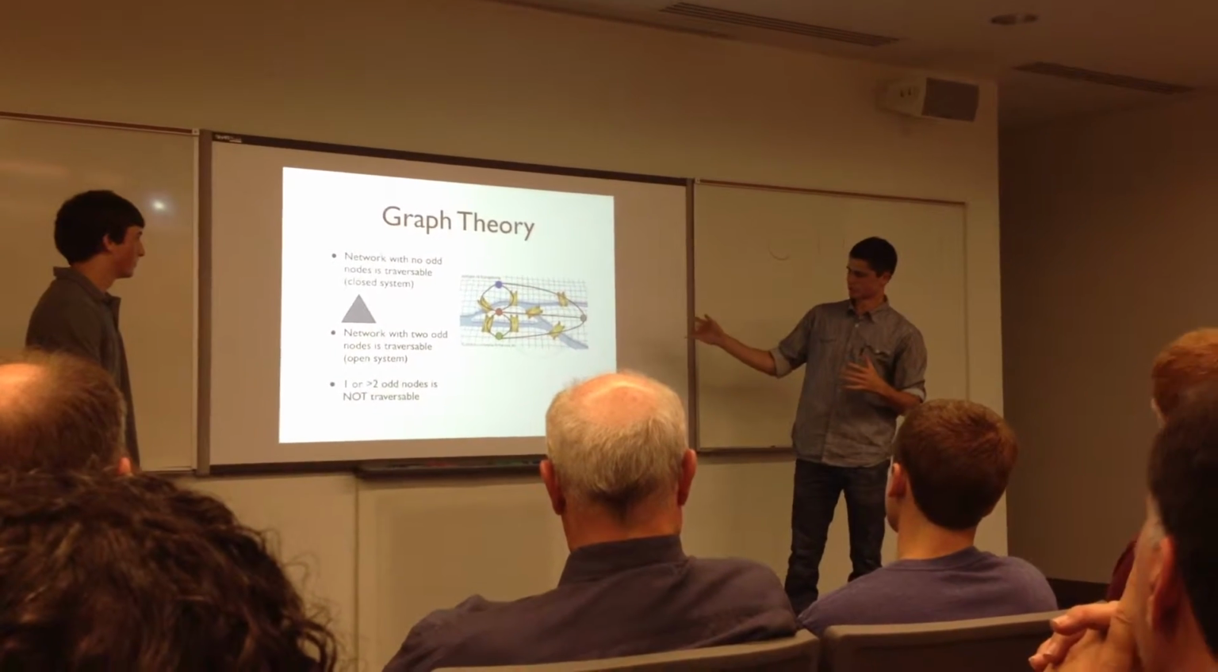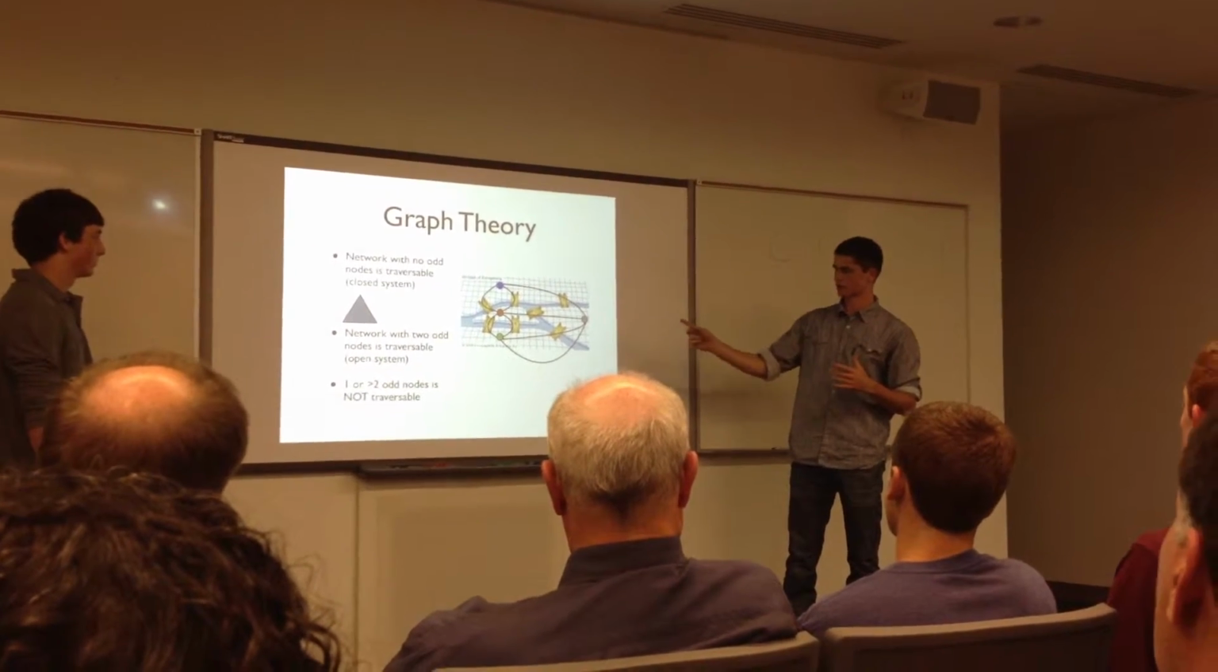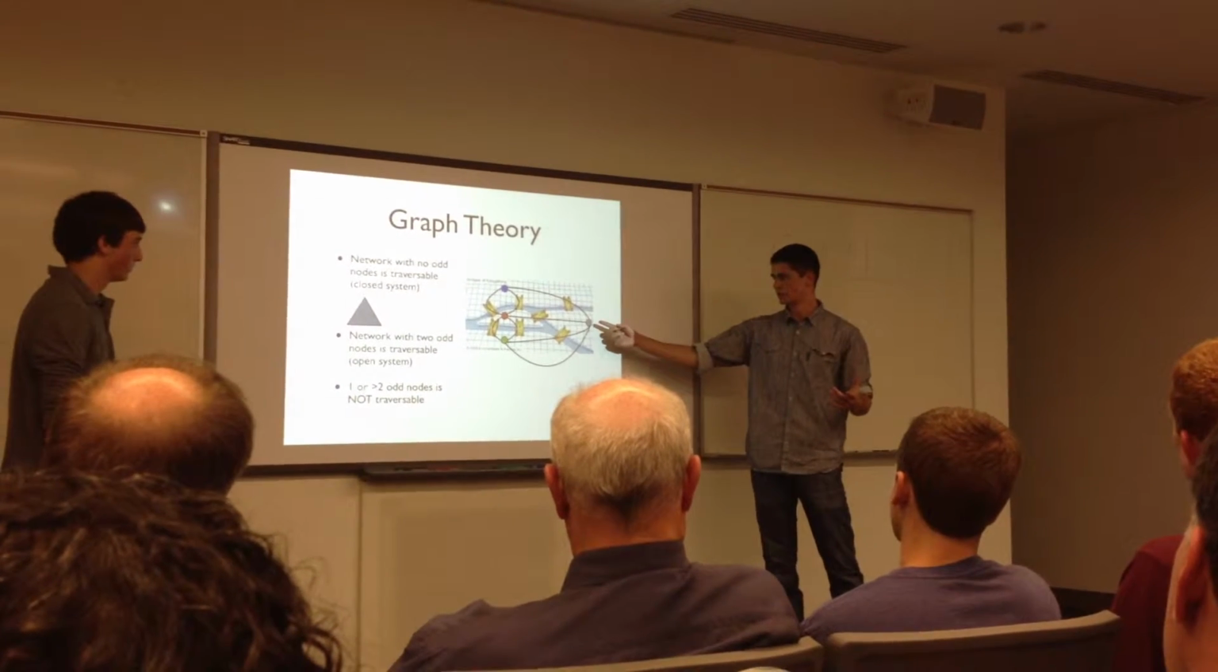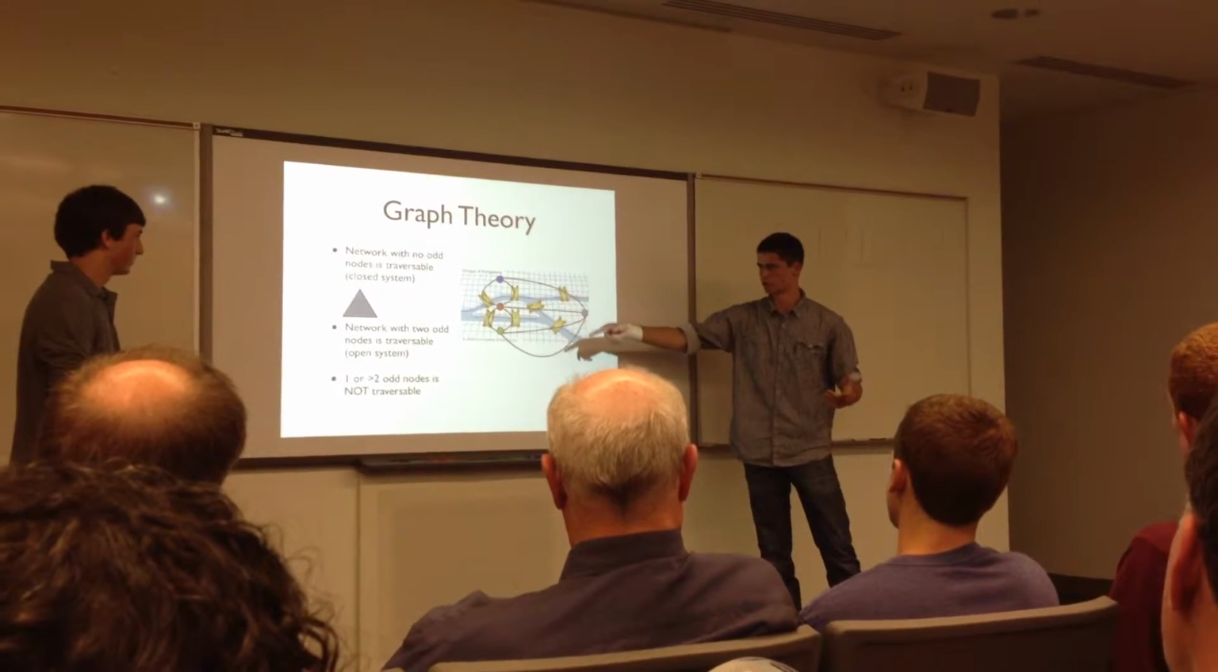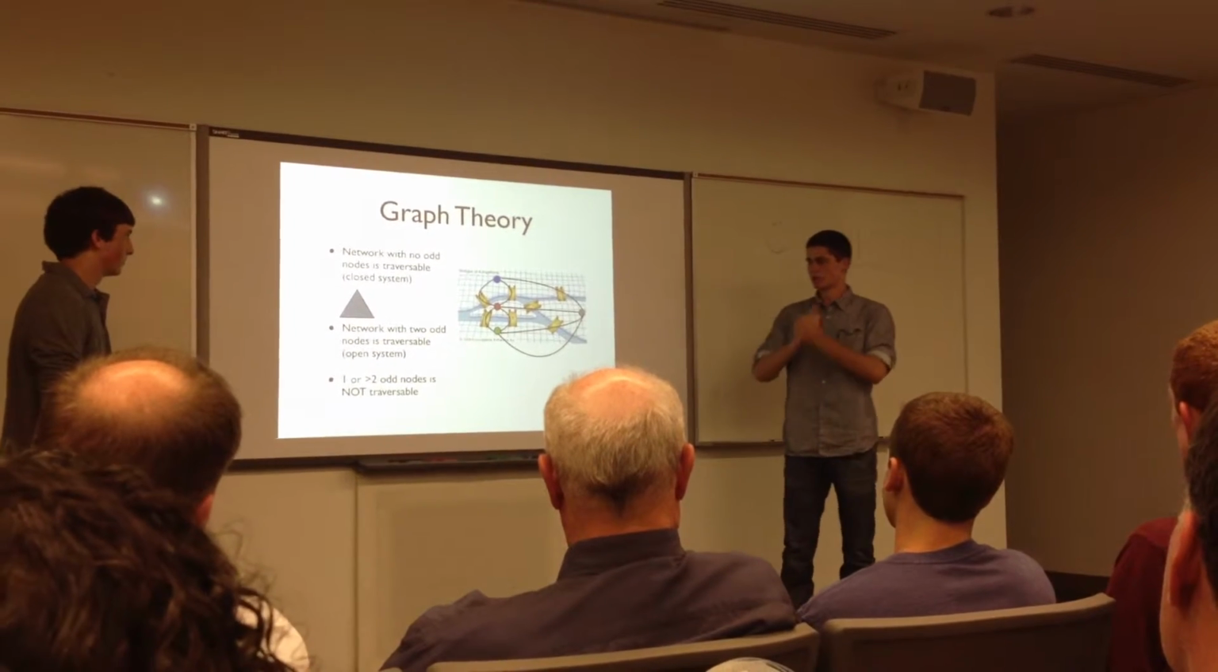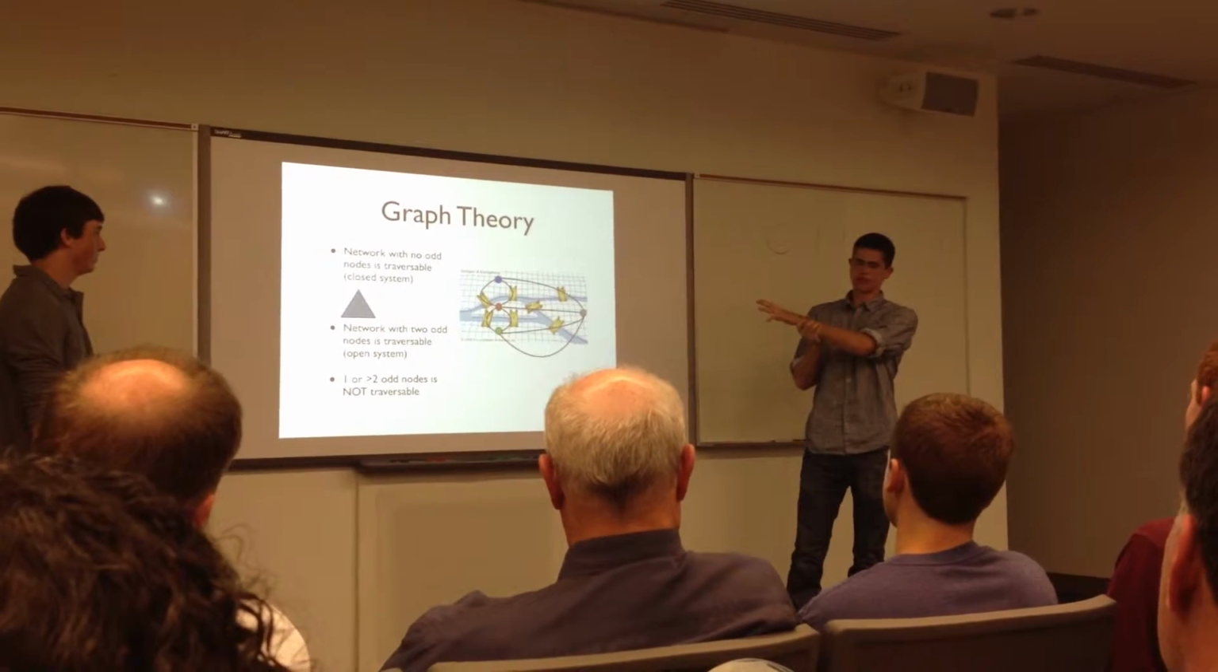However, if I were to add, let's say, another bridge right here, creating that vertex, this could work because now we have 2 even vertices right here and 2 odd ones, which falls into the second rule. So that's just kind of the quick background to graph theory.